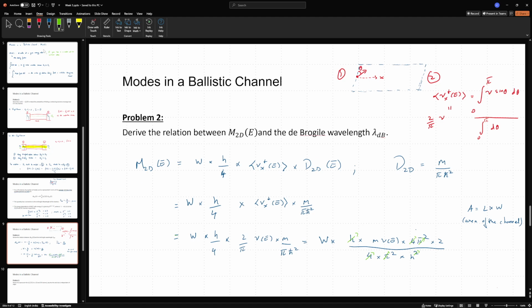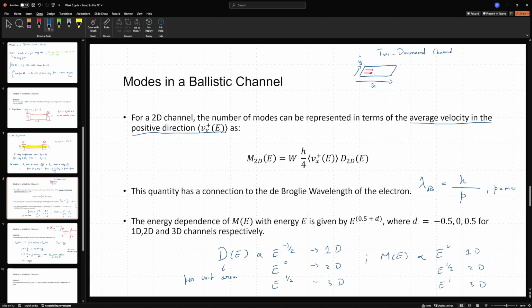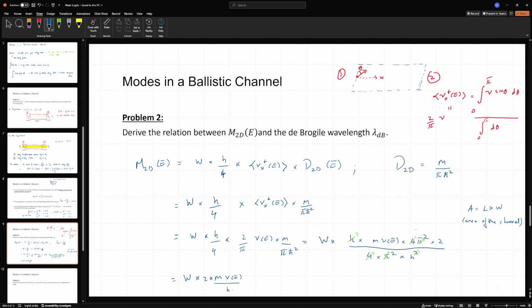So essentially what we are left with is W multiplied by mv of E, or 2mv of E, by H. Now recall that lambda dB is H by P, which is H by mv. Therefore, I can see that this is the reciprocal of H by mv. So this is equal to 2W by lambda dB, or alternatively, this is equal to W divided by lambda dB by 2.